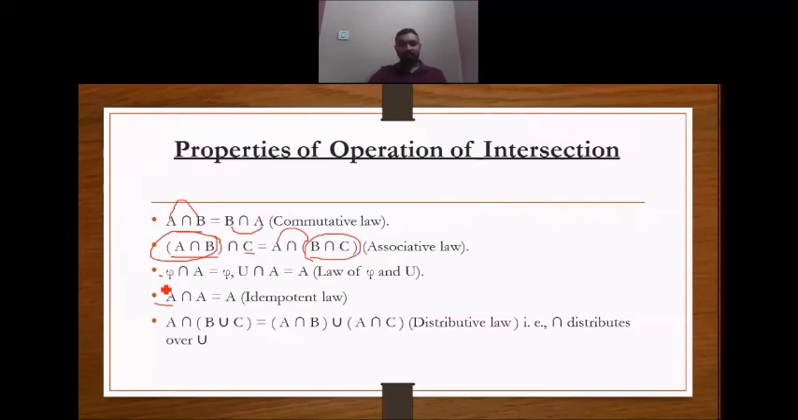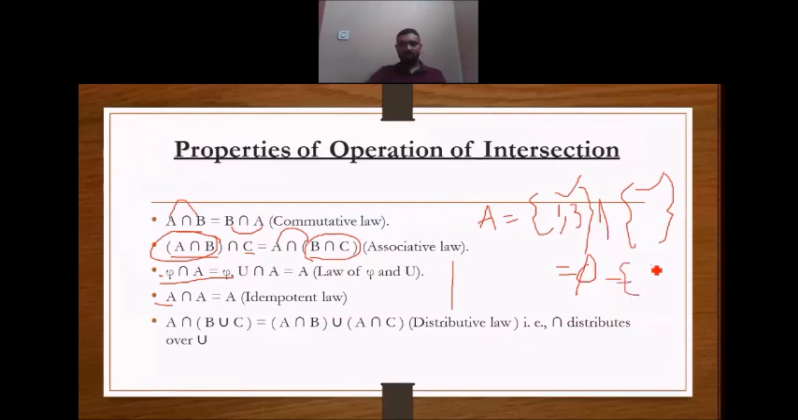Next, phi intersection A equals phi, meaning empty set intersection A equals empty set. When you are talking about common elements, take the example A equals {1, 3} and the empty set. What is common between these two sets? Nothing. There is no element common between them. So the intersection will become the empty set.